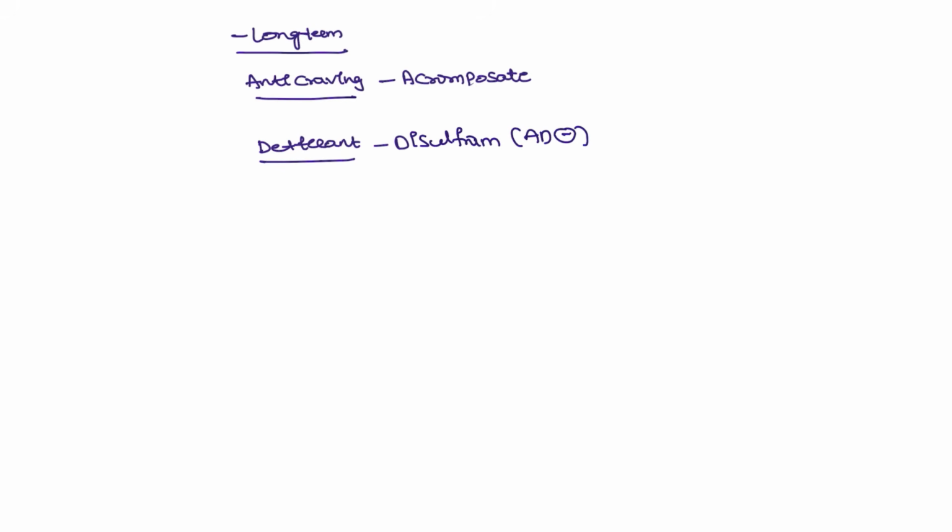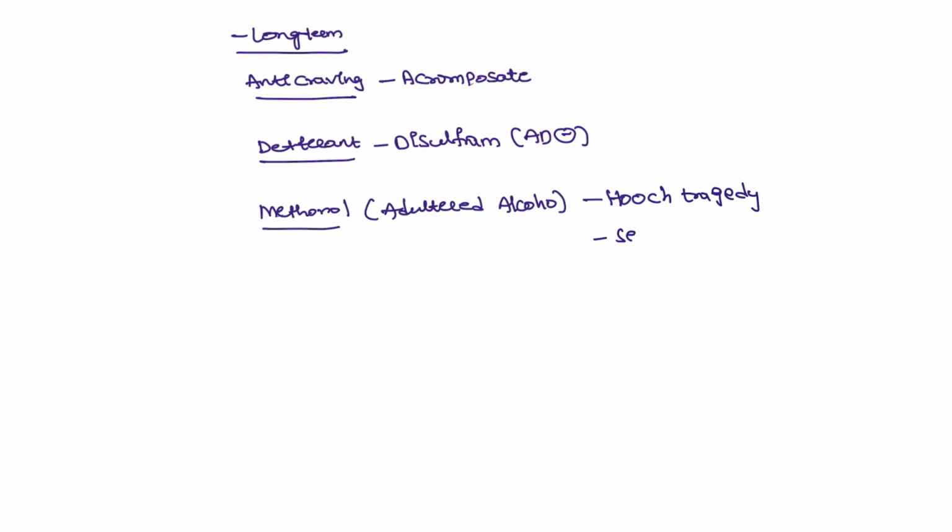And what is methanol poisoning? Okay, methanol poisoning is adulterated alcohol only. Okay, and it is going to happen with the Hooch tragedy. The patient can have the Hooch tragedy and severe seizures which can be associated with coma and even death to the patient, right?